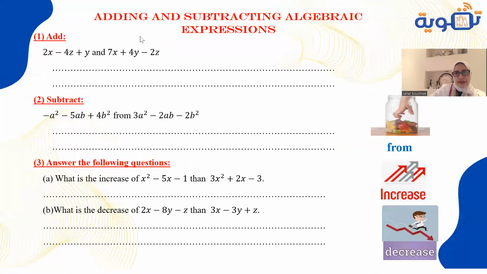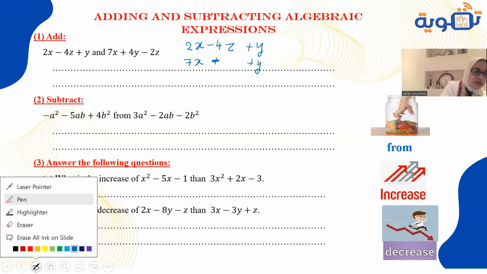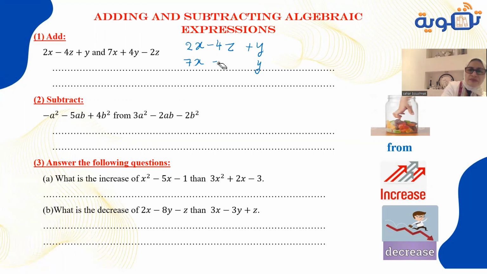Adding and subtracting the algebraic expression. Let's do it one by one. In the beginning, I will make adding. So I will take 2x minus 4y minus 4z, plus y under it, 7x plus 4y under y, then minus 4z minus 2z. Wait a minute. Okay, I'll repeat it because some terms are wrong.